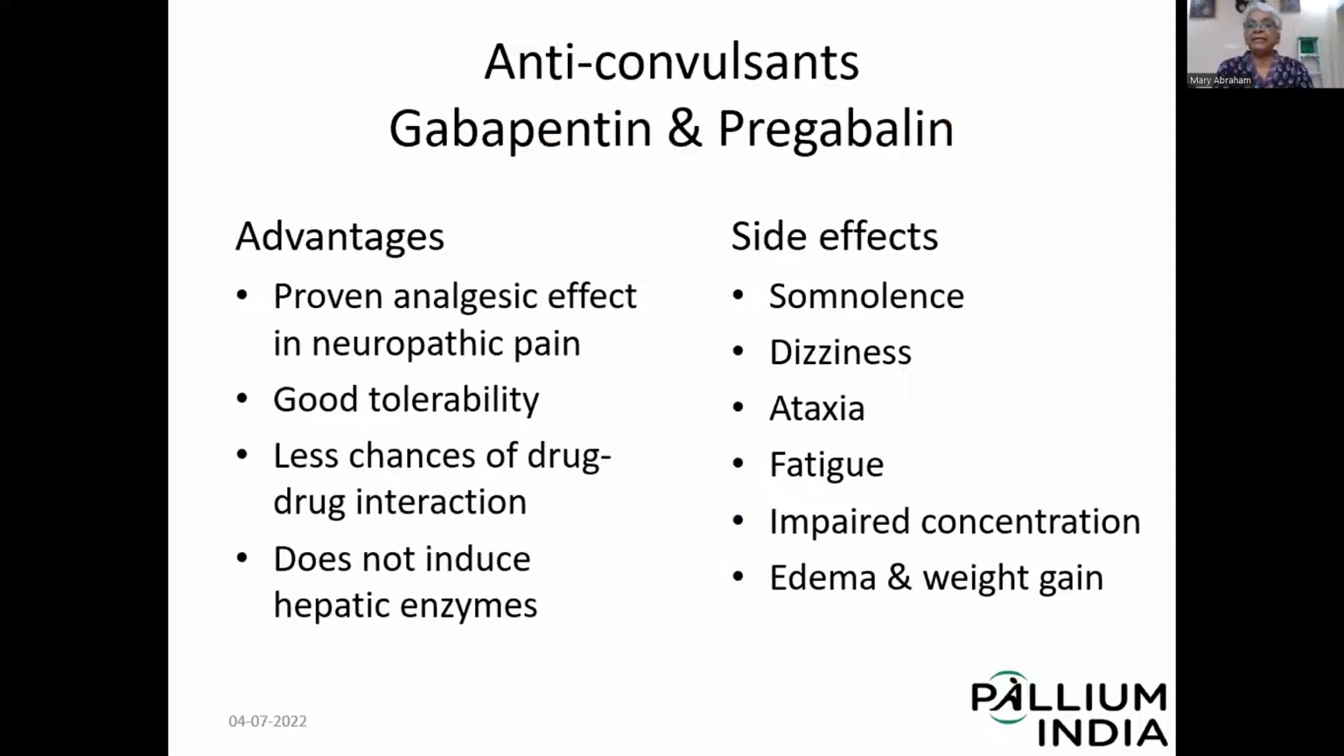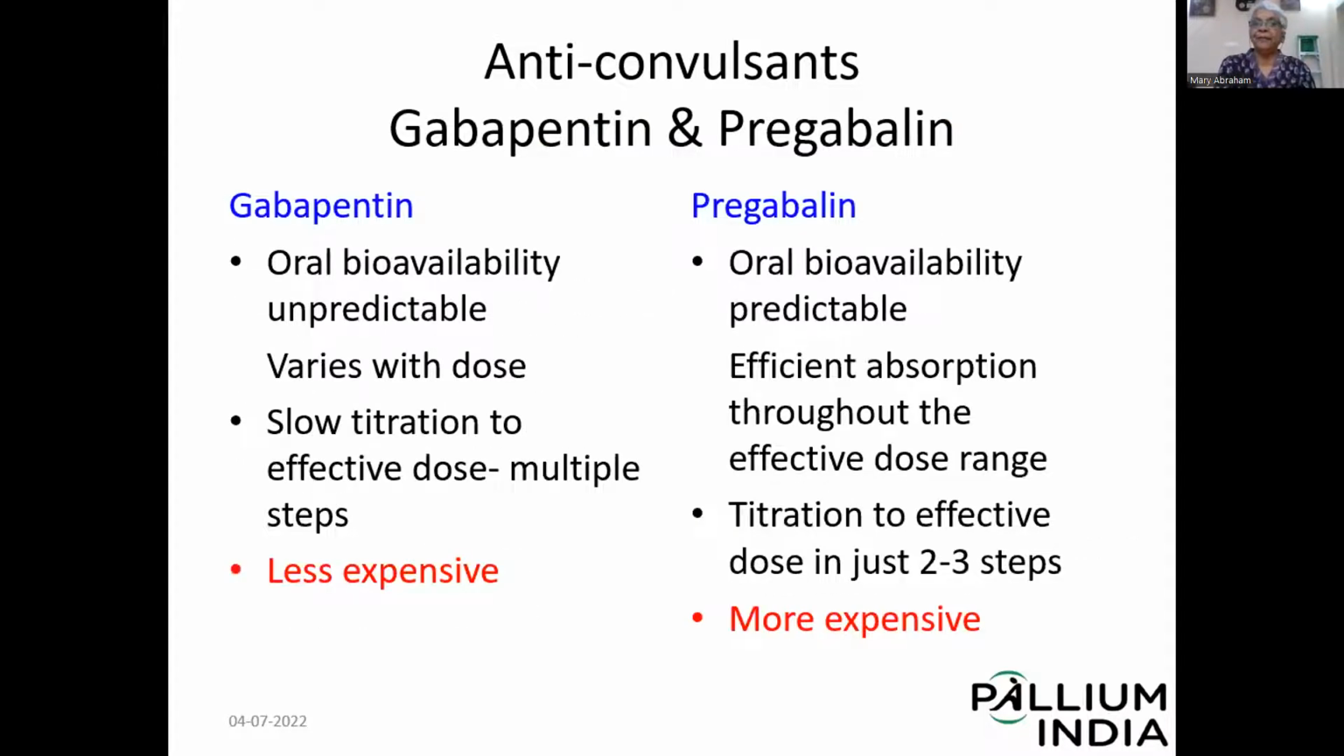So the advantages: very good for neuropathic pain, tolerated well, less chance of drug-drug interaction, and does not induce hepatic enzymes. But the side effects are, it can cause somnolence, dizziness, weight gain, ataxia, fatigue, etc. So these are the commonly used anticonvulsants. We have gabapentin, which is less expensive, and pregabalin, which is more expensive. So you can use either of them, except that with pregabalin, you can titrate it faster as compared to gabapentin.